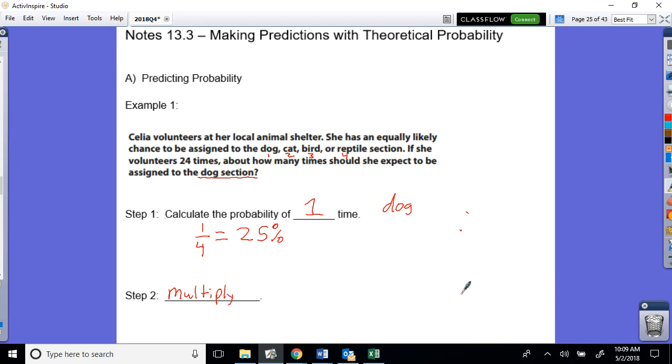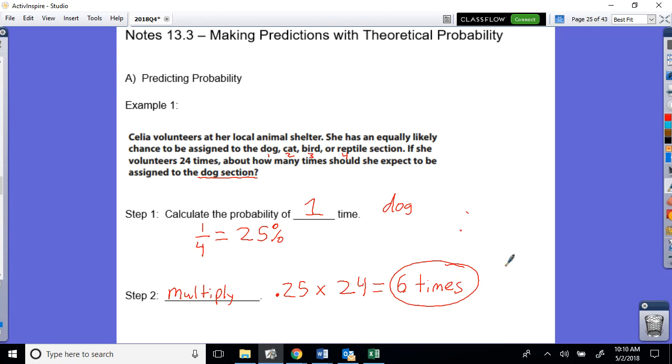All right, and what are we going to multiply? We are going to take 25%. Okay, we'll make that 0.25. And we're going to multiply that by the number of times she volunteers, 24 times. So if I multiply 0.25 times 24, that's going to tell me that she will be assigned to the dog section about 6 times. All right, that's about how many times we would expect her to work in the dog section if she volunteers 24 times.